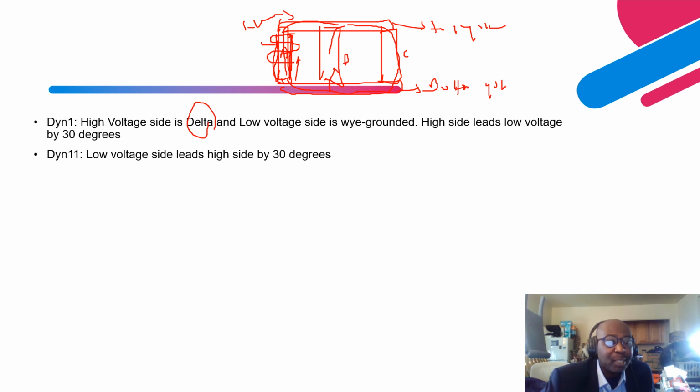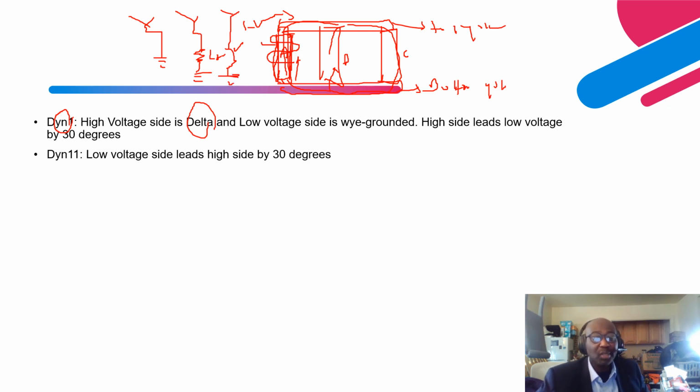So this low voltage winding is wound in Y grounded, right? And the grounding could be solidly grounded or low resistance grounded, or reactance grounded, whichever grounding scheme that you are utilizing.